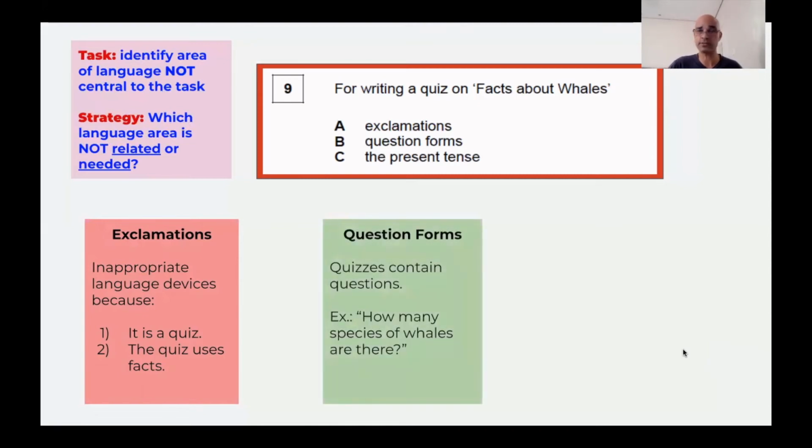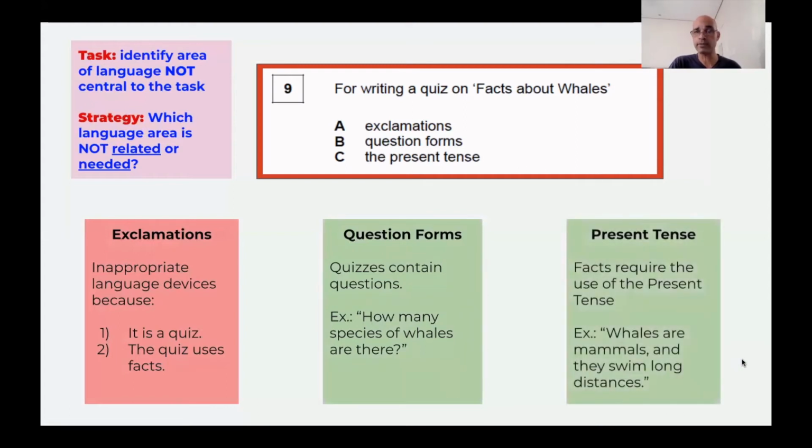Question forms are central because quizzes do contain questions. For example, there could be a question such as, how many species of whales are there? And some other types of questions that the quiz may include. So questions are central. And the present tense is also important because if the quiz is about facts on whales, facts are expressed by the simple present in English. It's one of the tenses that expresses facts. For example, whales are mammals. Whales swim long distances. Those are all statements using the simple present which contain facts. So for number 9, the answer is A.